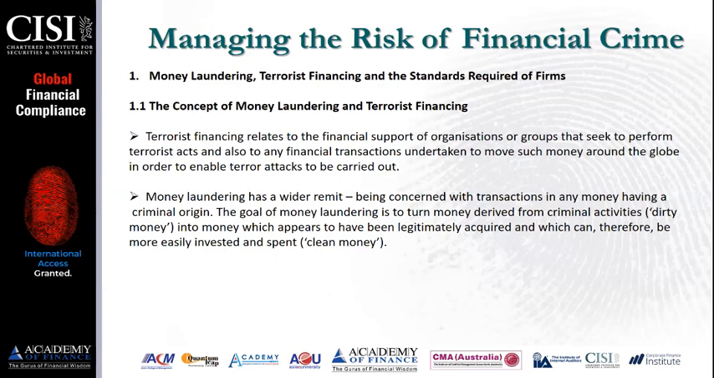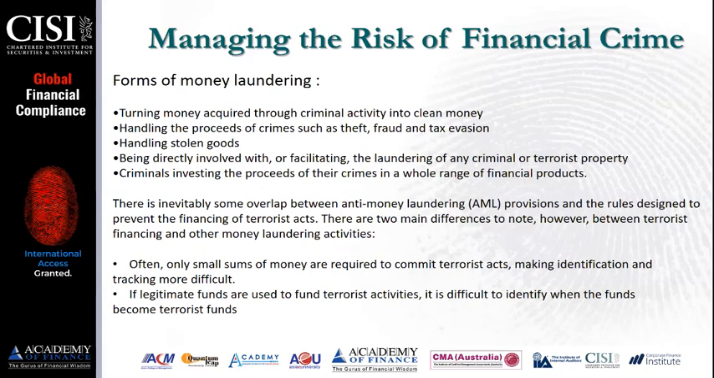So we're going to move on to forms of money laundering. We spoke about turning money acquired through criminal activity into clean, then handling proceeds of crimes such as theft, fraud, and tax evasion, handling stolen goods, being directly involved with or facilitating the laundering of criminal activity or terrorist property, criminals investing the proceeds of crime in a whole range of financial products. So there is some overlap between AML, anti-money laundering provisions, and the rules designed to prevent financing of terrorist acts.